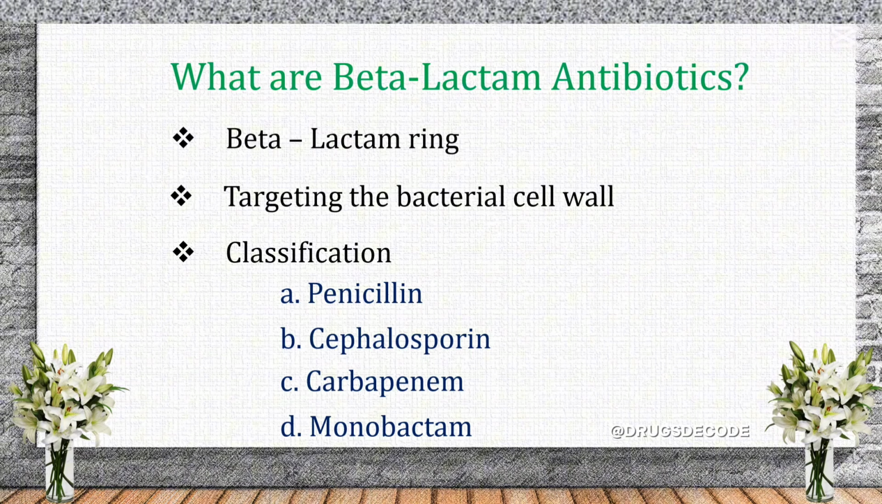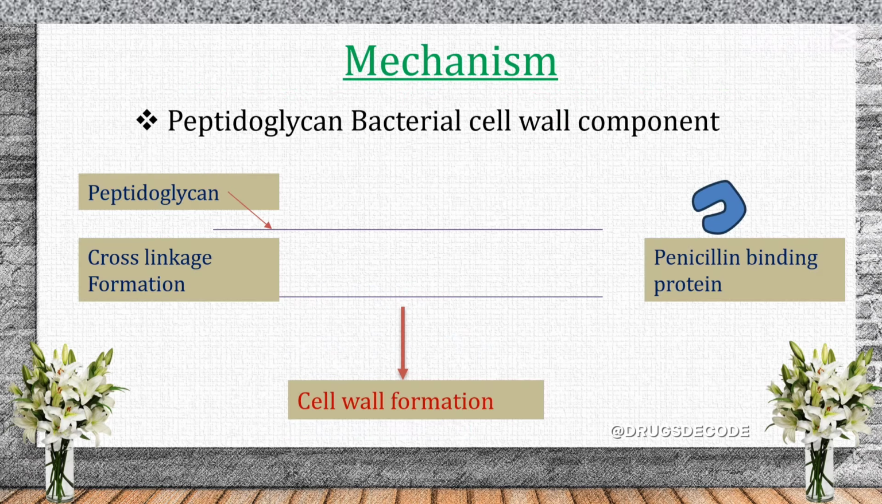Beta-lactam antibiotics are broadly classified into four groups. Penicillins, such as penicillin G and amoxicillin. Cephalosporins, with examples like ceftriaxone and cefuroxime. Carbapenems, such as meropenem and imipenem. Monobactams, like aztreonam. The bacterial cell wall contains peptidoglycan, a crucial component for structural integrity.